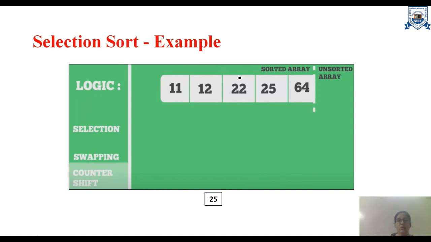So the complexity amounts to be big O of n square because there are two for loops that are involved over here.